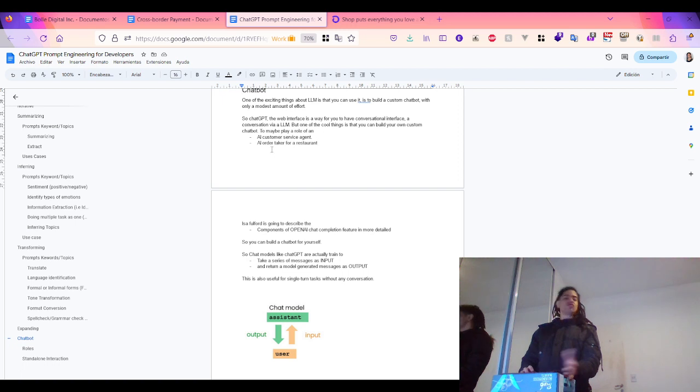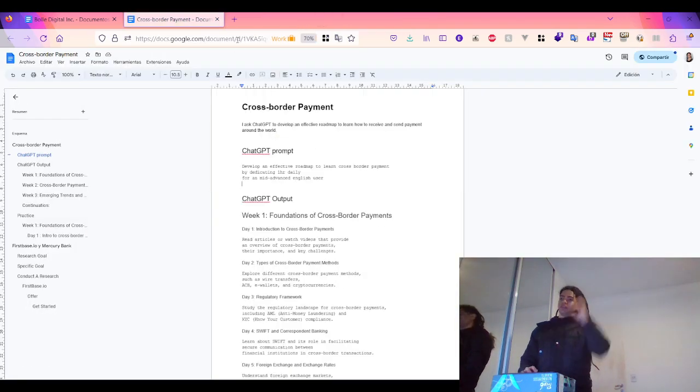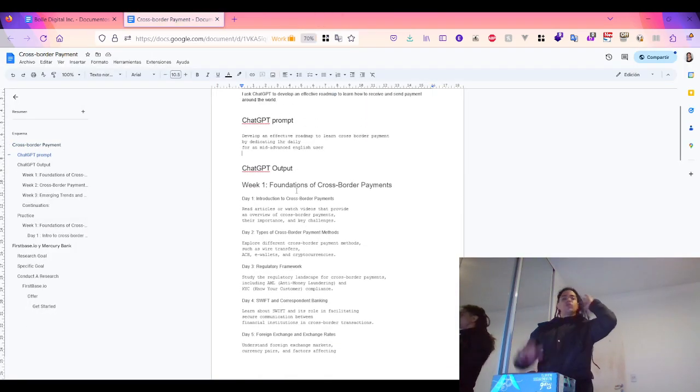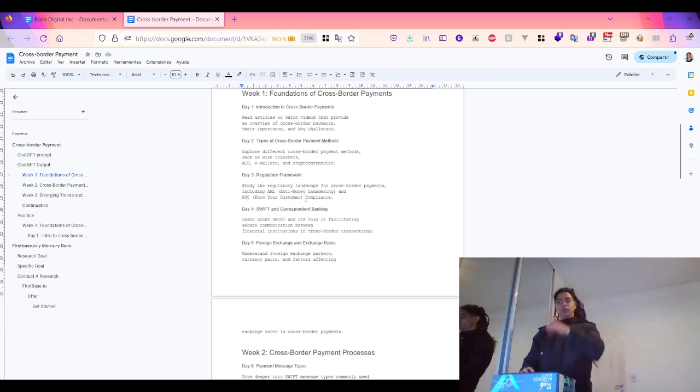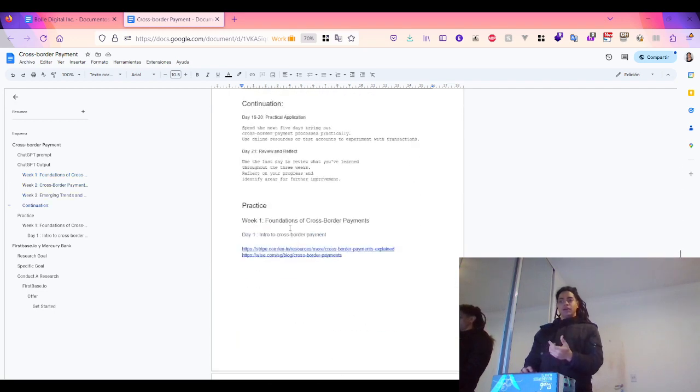Or you can also create an AI order taker for a restaurant. Cool. So with that, I close this and close that. So with all of those abilities, this skill set, I applied that to get this framework or this roadmap, and then let's go to the practice here.